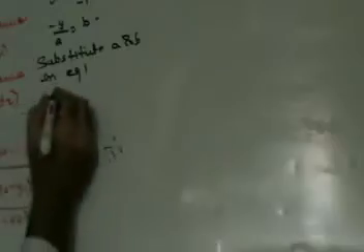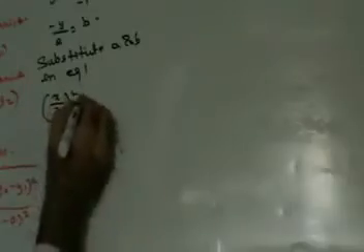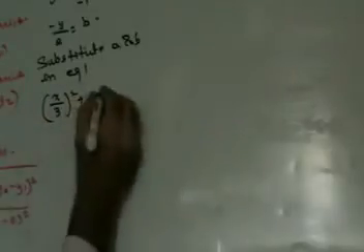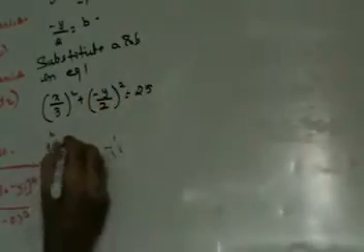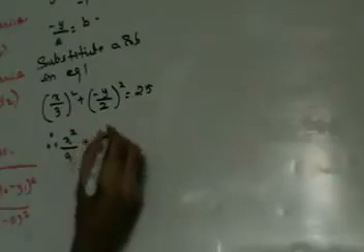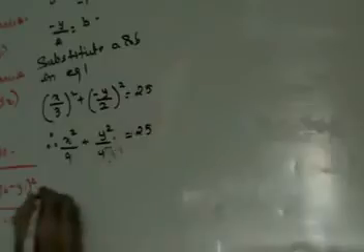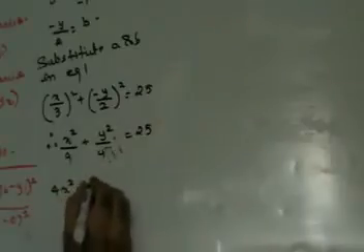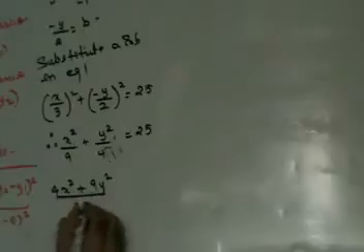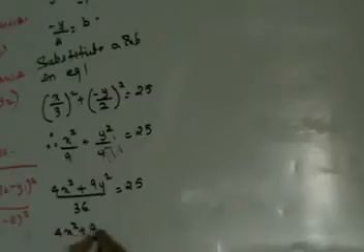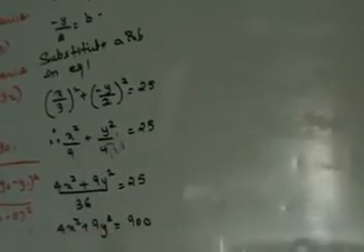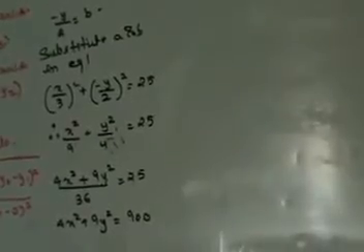If I substitute a and b in equation 1, I can say that instead of a I can write x upon 3 the whole square plus instead of b I can write minus y upon 2 the whole square is 25. Therefore you can say that x square upon 9 plus y square upon 4 is 25. You can say that 4x square plus 9y square upon 36 is 25. So 4x square plus 9y square is equal to 900. That will be the equation.